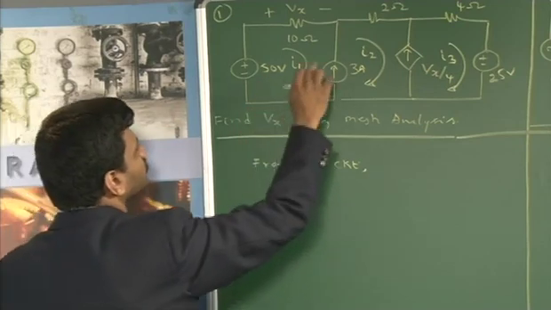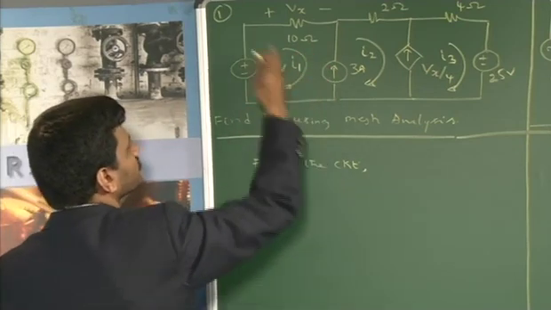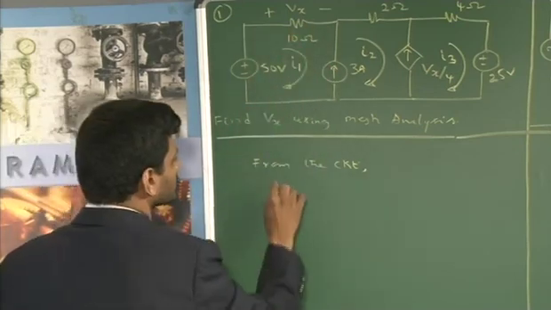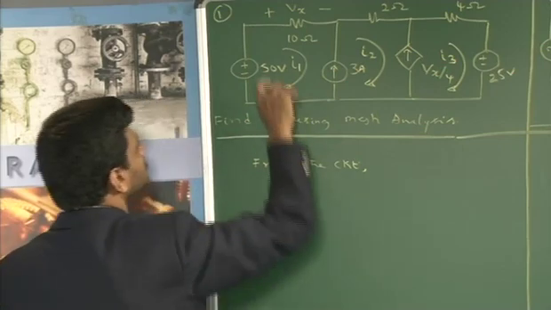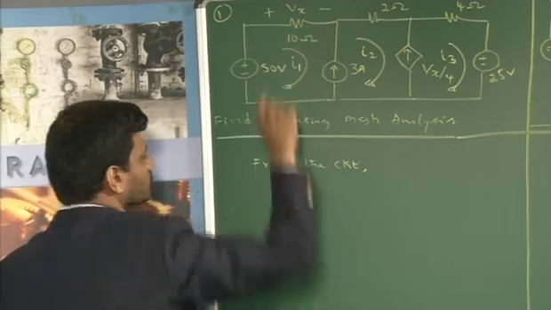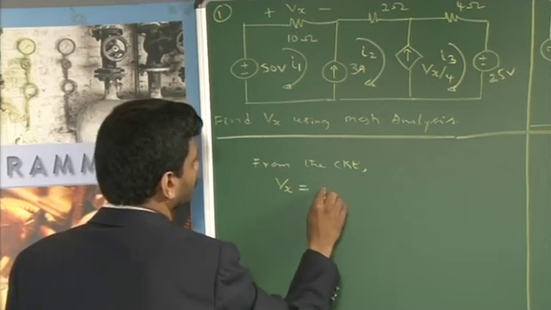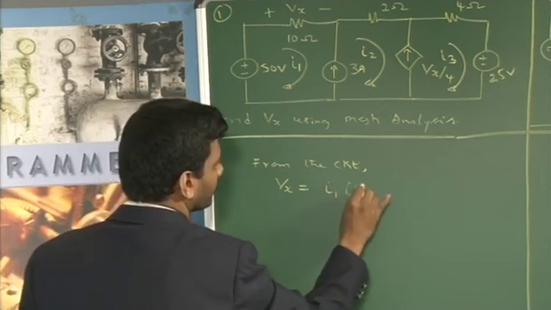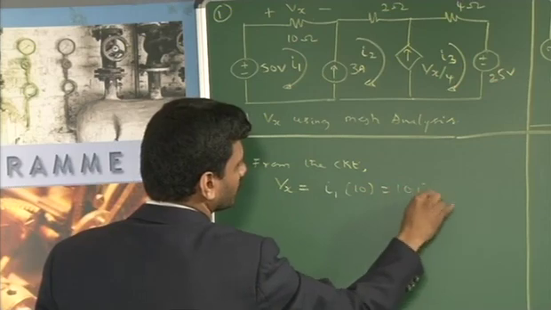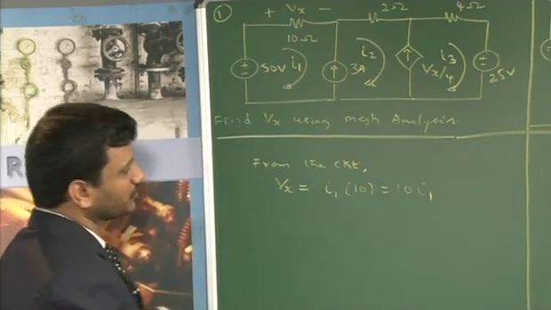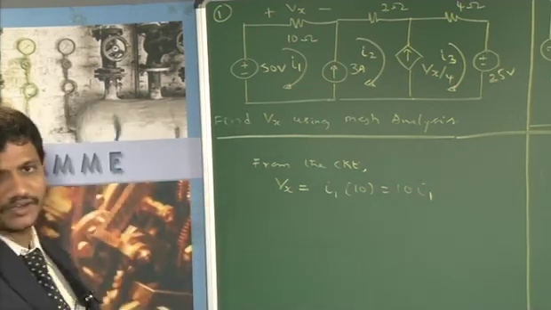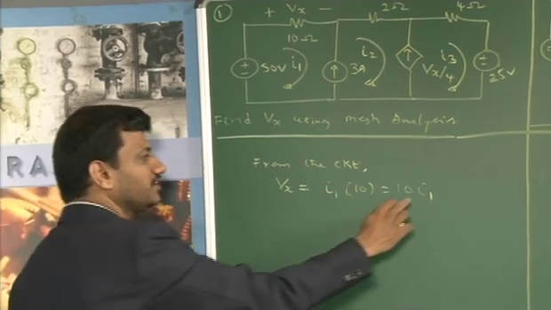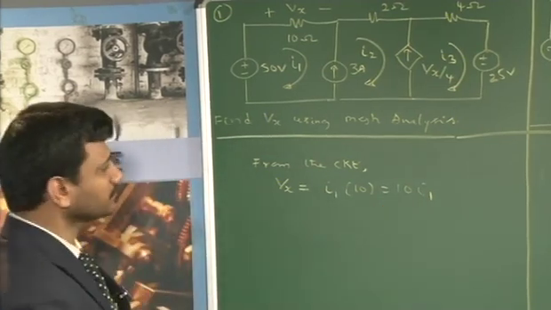Now, in that way, this particular arm only belongs to mesh 1. So, I1 flows in this direction. So, Vx is given as I1, the current which enters the positive polarity, into 10, or simply 10 I1, right. So, now Vx can be found by knowing the value of the mesh current I1.